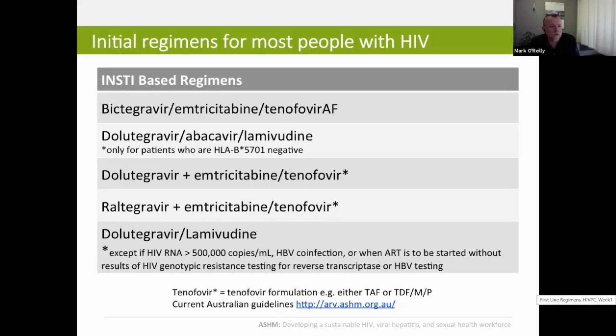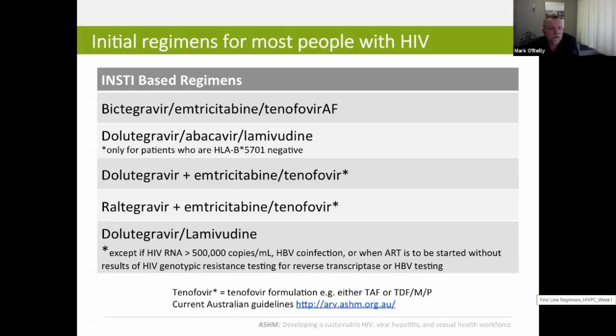The second one listed there is dolutegravir, abacavir and lamivudine. This is a triple combination single pill agent called Triumeq. But because it contains abacavir, it's important that this is not initiated until HLA-B*5701 testing has been completed and that test is negative. So those first 2 regimens are single pill regimens.